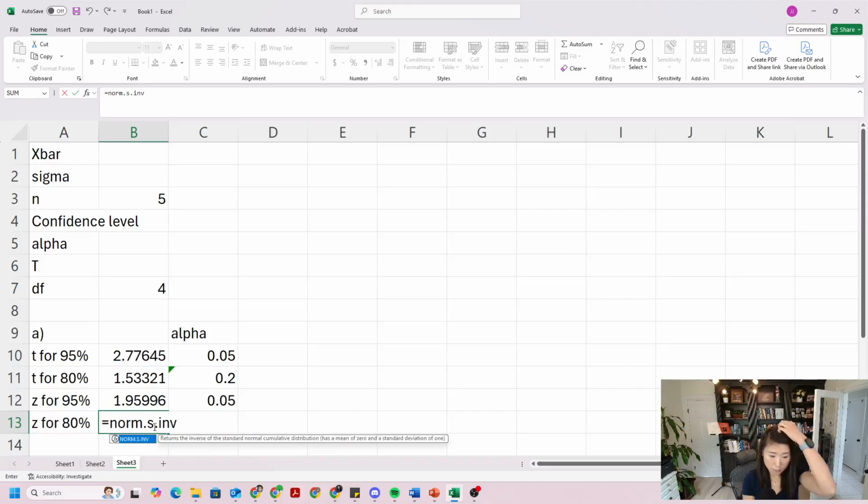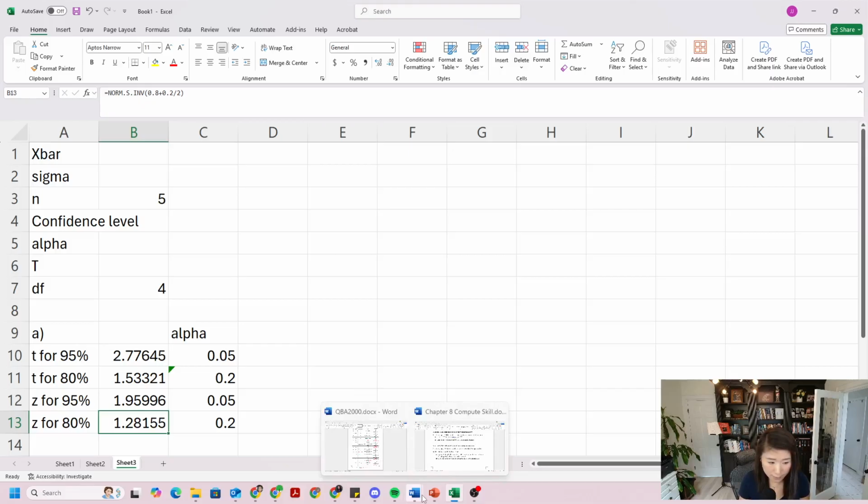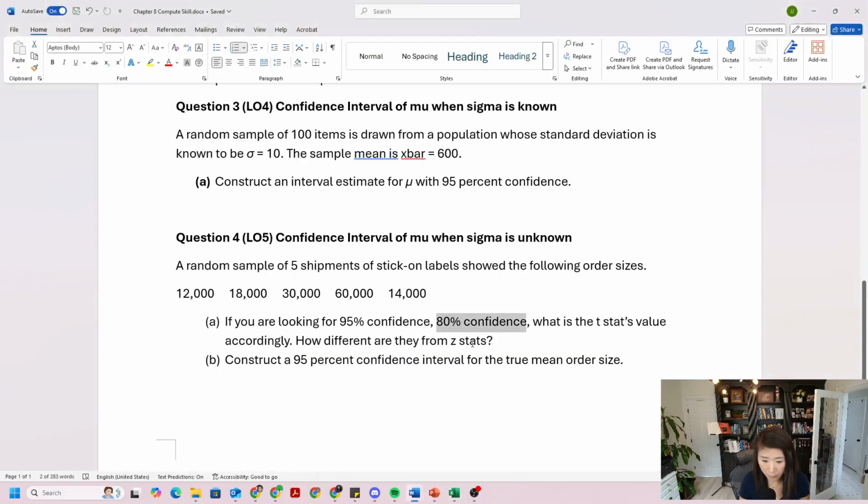So if you don't remember here, make sure you watch the previous lecture where I cover how we are using this probability value. So it will be 0.8 plus 0.2 divided by 2. Okay, as you can see, for the 80% interval, the t stats versus z stats are still very different. Again, the reason is because my sample size here is very small. Okay, so this is question number 8. What is the t stats, and compare that with the z stats?